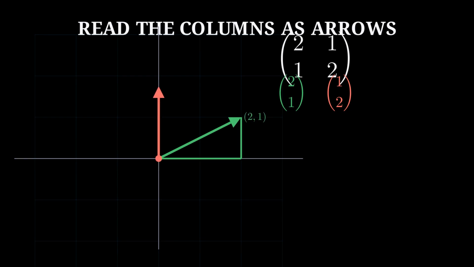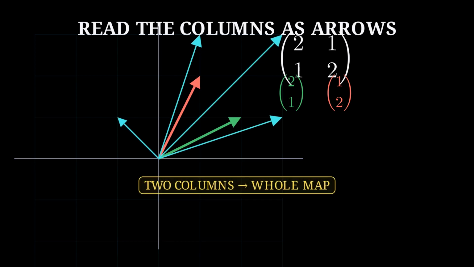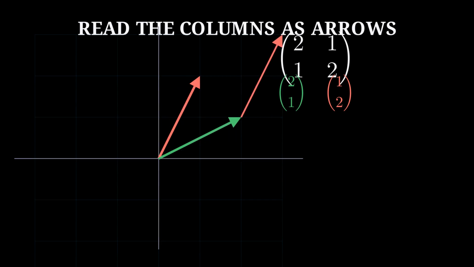Read the second column the same way. The vertical basis direction lands 1 step right and 2 steps up. Those 2 destination arrows are the control handles for the entire transformation. Any vector is just some amount of the first basis arrow plus some amount of the second. Linear transformations preserve that recipe, so knowing 2 columns tells you what happens to infinitely many points.